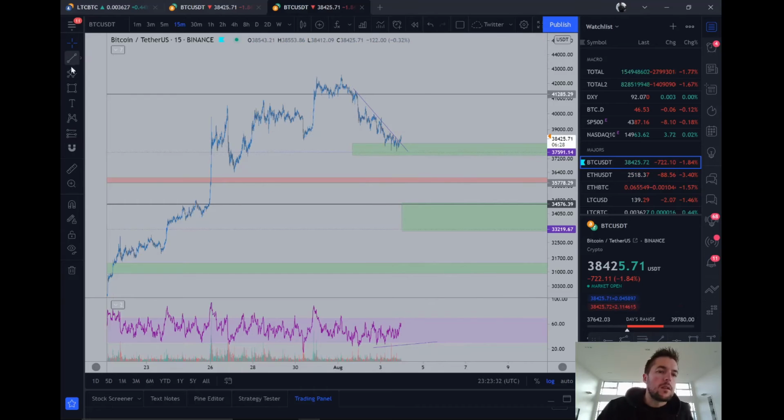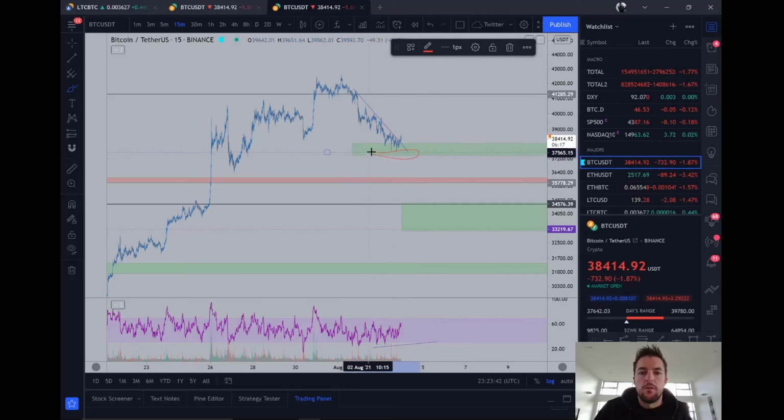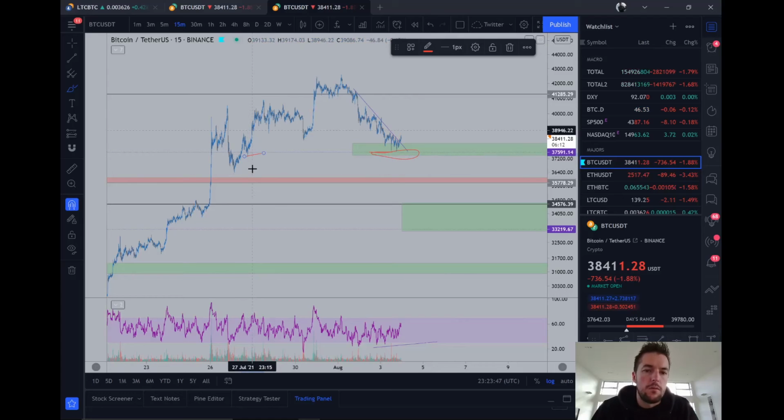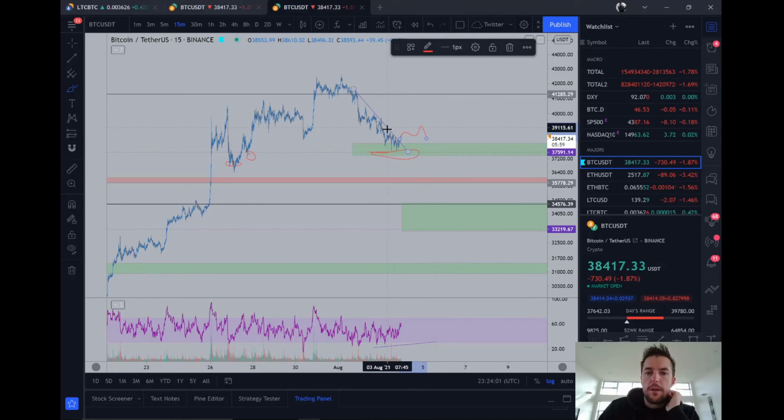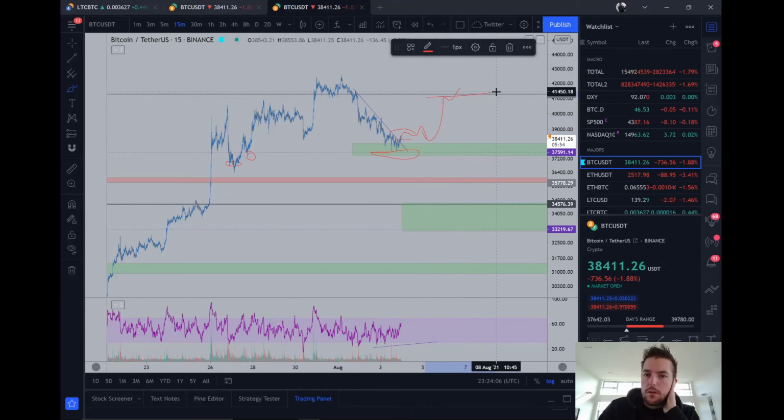Now, providing this level here holds, ideally staying above this low. Worst case scenario is here. So if we can stay above this point here and we can move up and make a low time frame high, then I'm going to be expecting a move back up towards this area and possibly up.